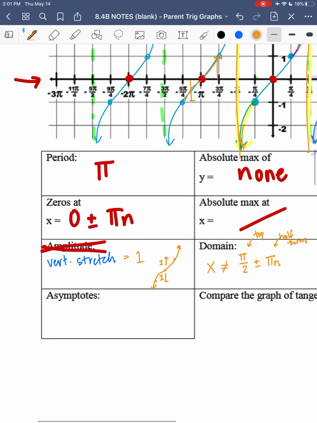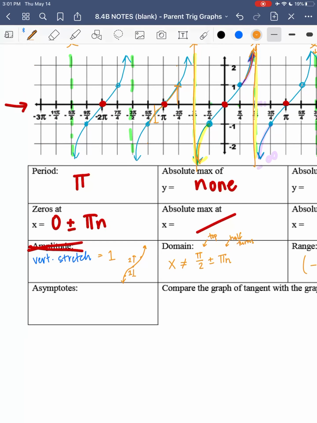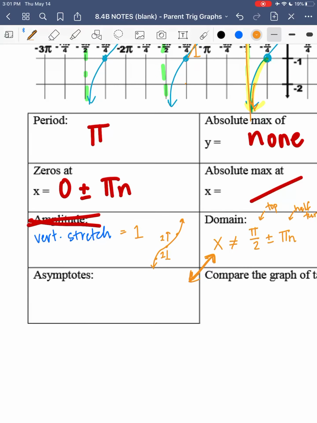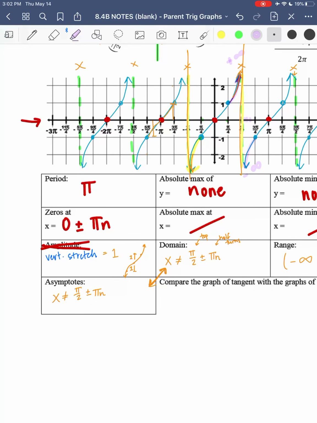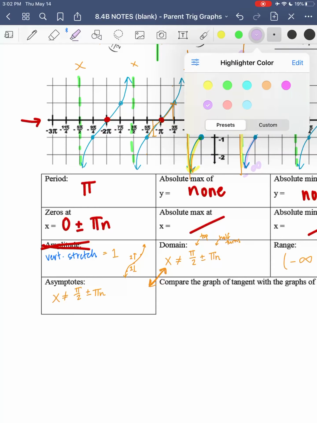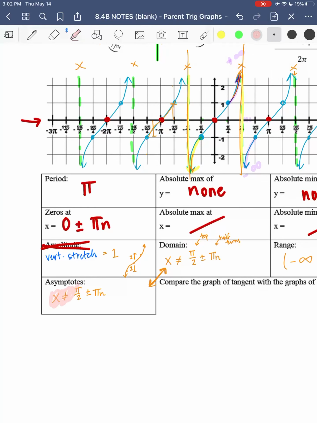Okay, and asymptotes. We have asymptotes. Asymptotes are the same place where we had these domain breaks, right? So this is actually kind of asking the same thing. Where is the domain not, and where are the asymptotes? So x not equal to pi halves plus or minus pi n. One thing to notice right here, you could think about this for yourself a little bit, but look at where these asymptotes are. Pi halves plus or minus pi n.